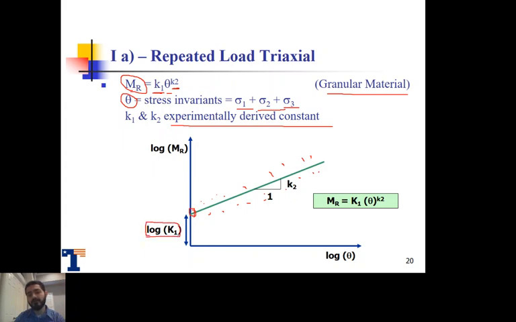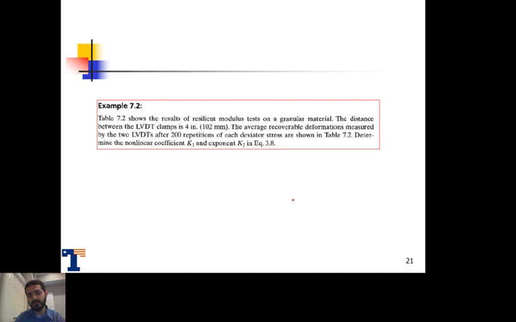So this is what's gonna give us the idea for K1, and the slope of this relationship would be K2. The slope would be the K2. And we're going to go through an example to explain how to get those. So let's have your example, which is from your textbook, example 7.2.